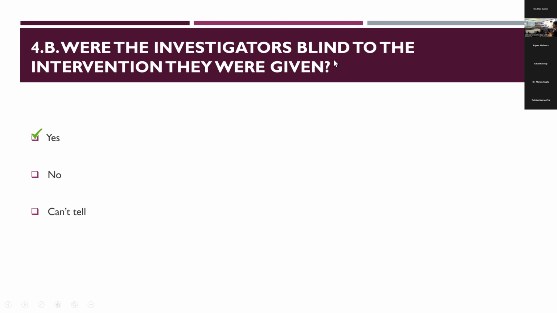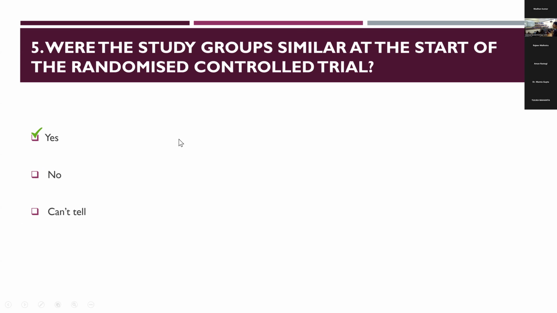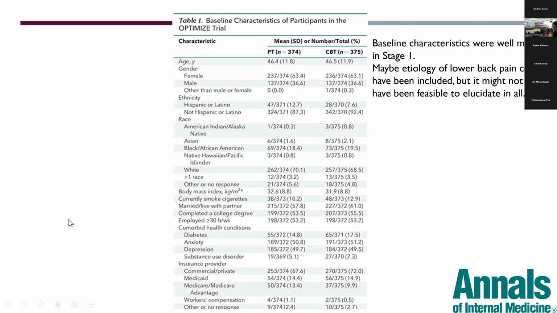Were investigators blind to the intervention that they were given? Yes, they were. And outcome assessors were also blinded. Were the study groups similar at the start of the randomized control trial? So this is the baseline characteristics at stage 1.